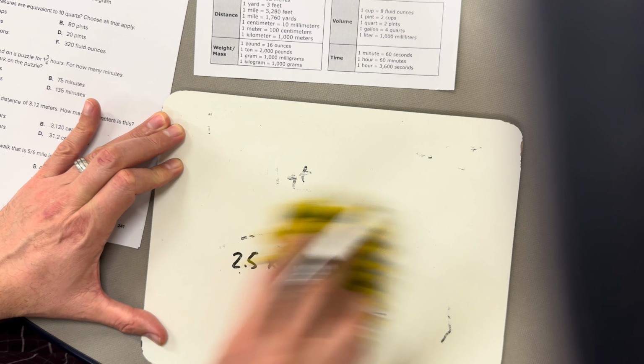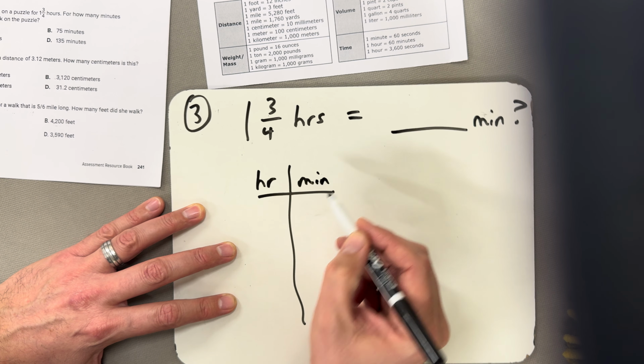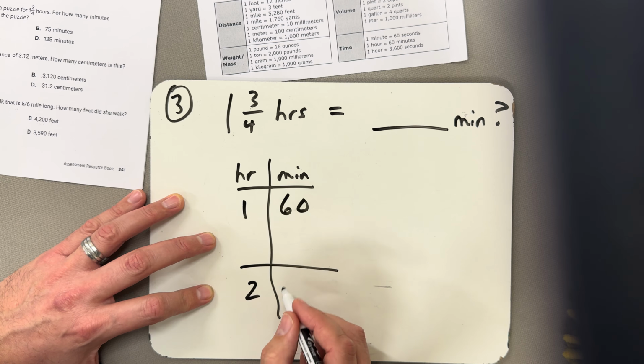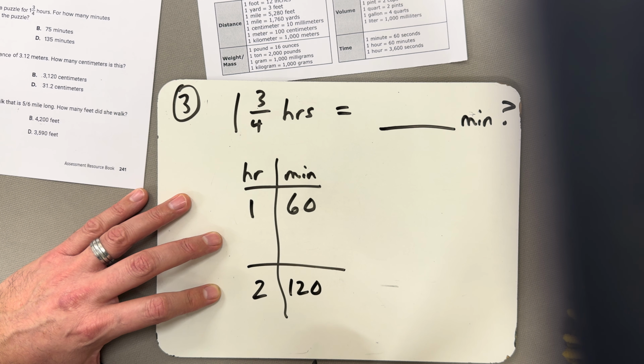Number 3, James worked on a puzzle for 1 3/4 hours. For how many minutes did James work on the puzzle? Okay, so I like to get something written here. 1 3/4 hours equals how many minutes? So there's different ways we could do this. Again, a T-chart is always pretty nice. If I go from hours to minutes, I know that 1 hour is how many minutes? 60 minutes. So I could go down here and say 2 hours would be what? 6 times 2 is 12, so 60 times 2 is 120. And in here somewhere is going to be our answer, right?